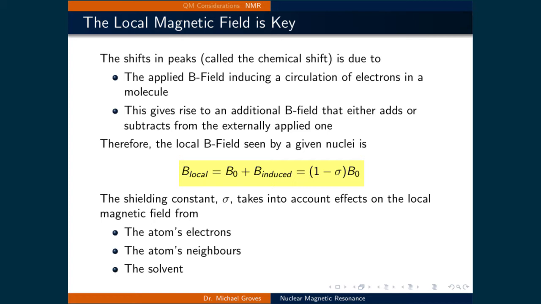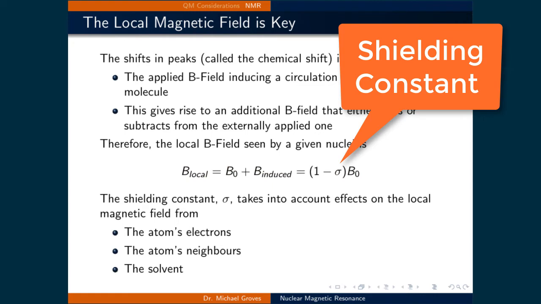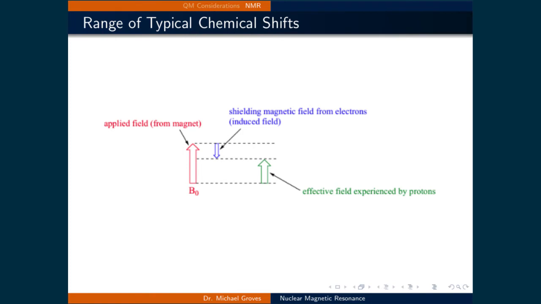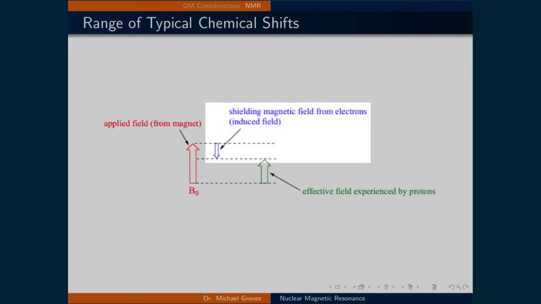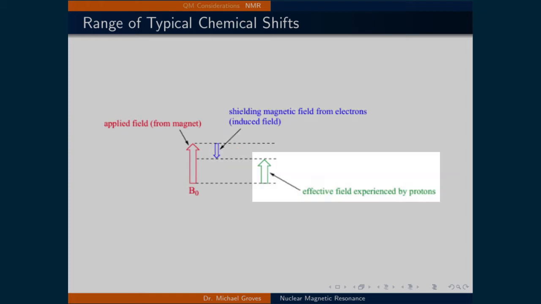And this can alternatively be expressed as 1 minus sigma times B naught, where the shielding constant, sigma, takes into account effects of the local magnetic field from the atom's electrons, the atom's neighbors, as well as the solvent. Here is a schematic which illustrates the effect of the shielding constant. The red arrow represents the direction and magnitude of the applied magnetic field. A given nucleus is shielded from the applied field by the movement of electrons near it. The induced magnetic field is then illustrated by the blue arrow. This results in an effective magnetic field, which is actually experienced by the nucleus, illustrated by the green arrow.